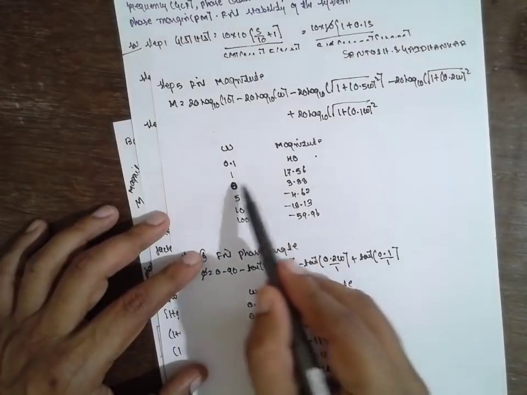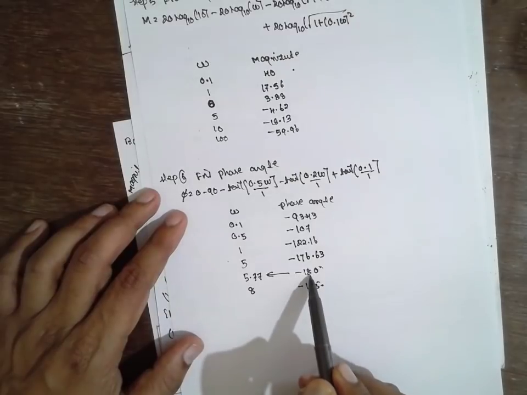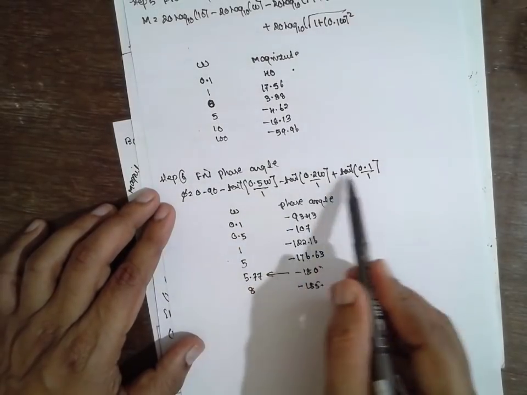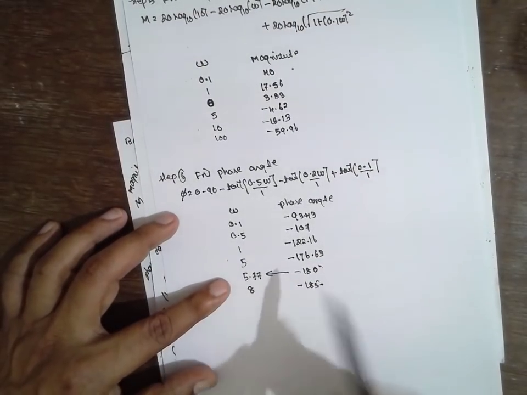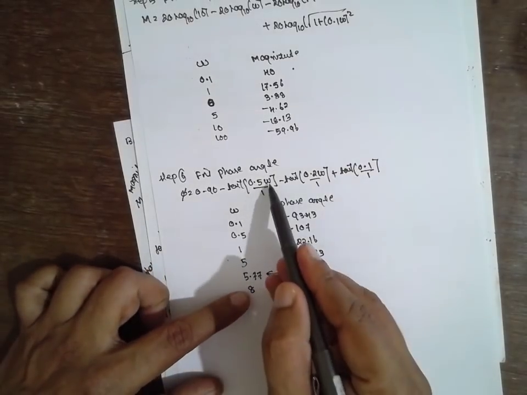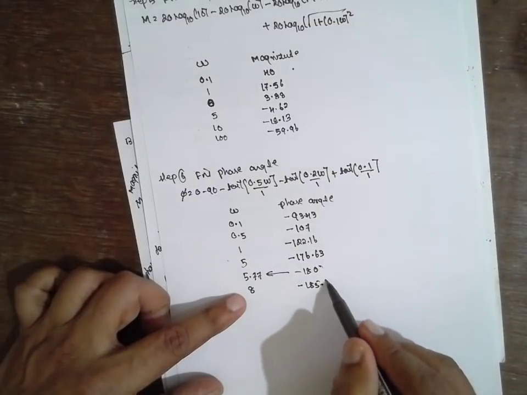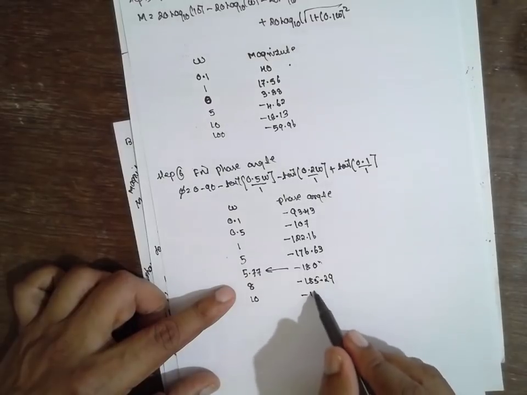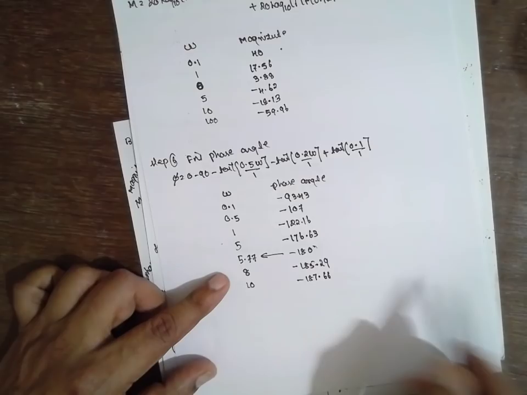If you substitute omega, okay, here no problem. But here you have to do it this way. First, you have to consider 180 here, and in the calculator, you have to treat omega as x, then we will obtain this value. This value plays an important role for us. Next, 8. Substitute the value of omega, 8. You will obtain this value, 8.29. Next, 10, 187.66, and so on. You can increase it.